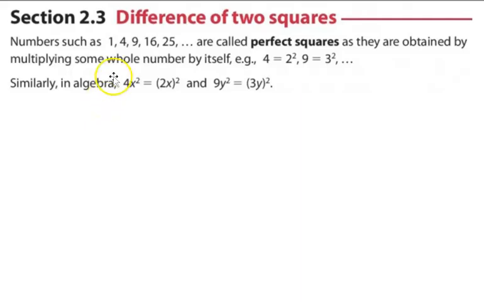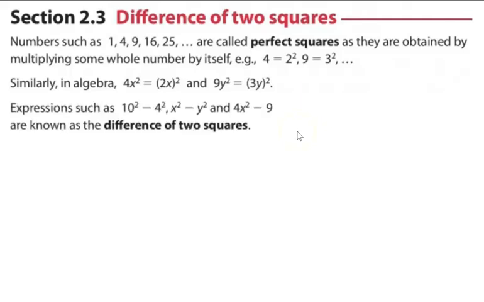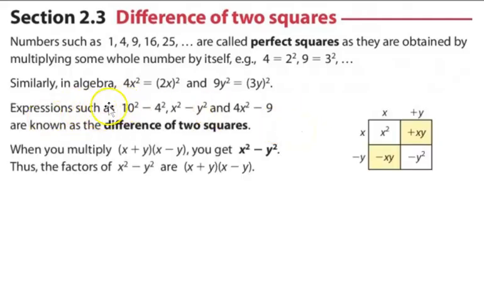Similarly, in algebra, 4x squared is equal to 2x all squared. And 9y squared is equal to 3y all squared. Expressions such as 10 squared minus 4 squared, x squared minus y squared, and 4x squared minus 9 are known as the difference of two squares.